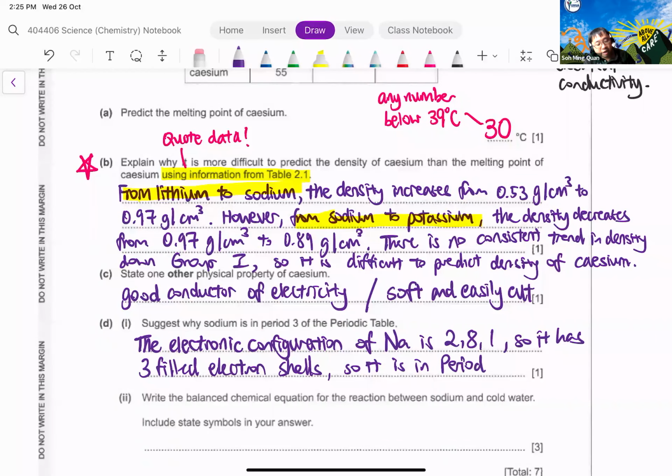So most of you would think, I thought I just need to say 3 filled electron shells. Why do I really need to write 2,8,1? Now, it's only 1 mark. So if you just wrote 3 filled electron shells, you would have gotten the 1 mark. However, imagine if this question was 2 marks, then you should try to write out the electronic configuration. Okay?